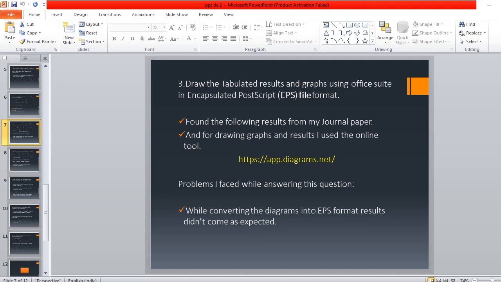Coming to the third question, it says to draw the tabulated results and graphs using Office Suite, and it should also be in EPS file format. For this question, the tabulated results and graphs, of course, are in my journal paper. I found the following results there, and for drawing graphs, I used Office Suite and also the online tool Drawio.